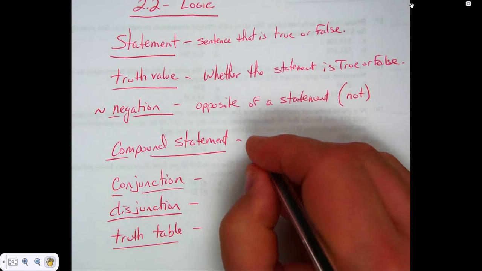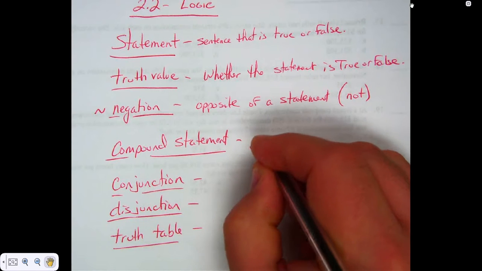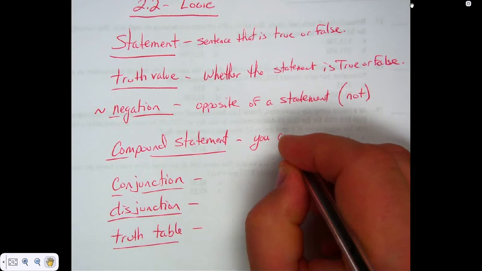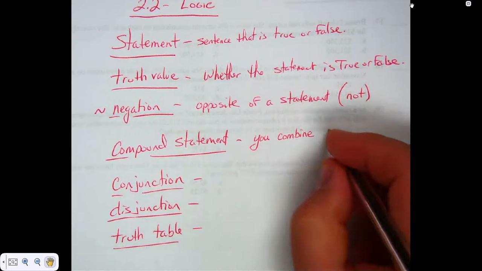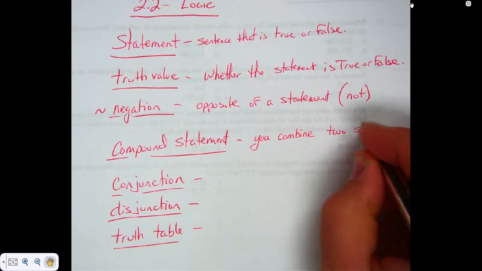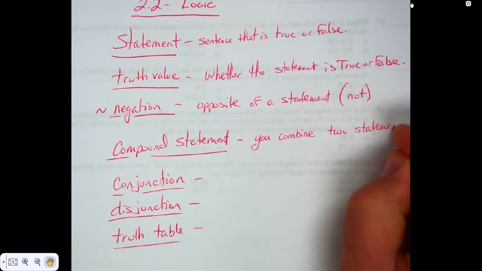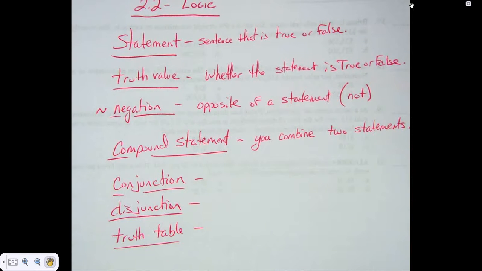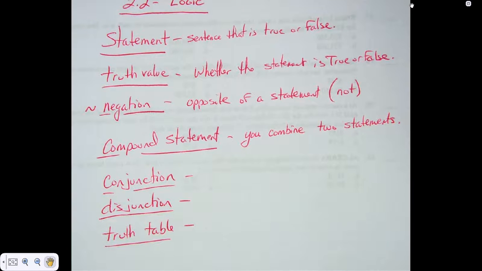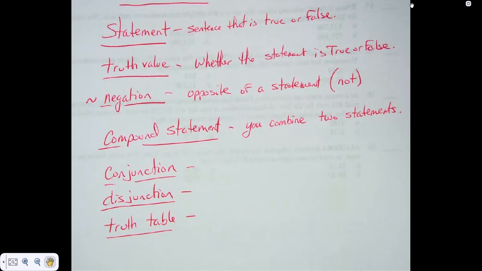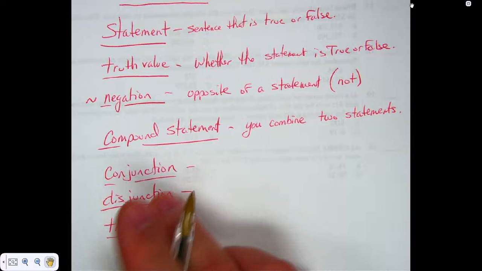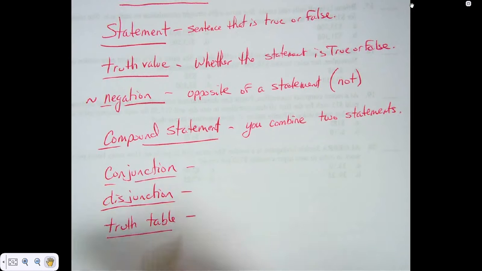Compound statement. What do you think that is? You combine two statements. That makes sense, doesn't it? All of this is kind of making sense to things you already know, just giving them a name in geometry. Agreed? Conjunction and disjunction. That's something that probably you haven't seen much.